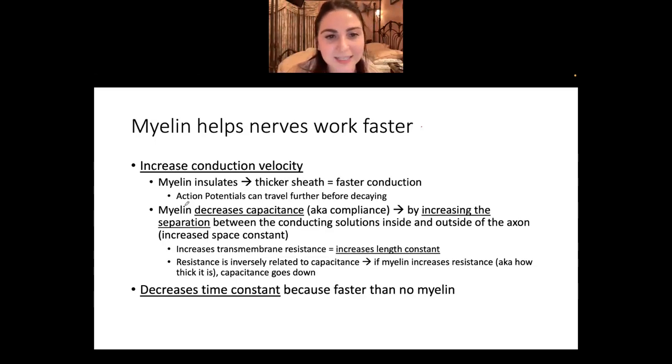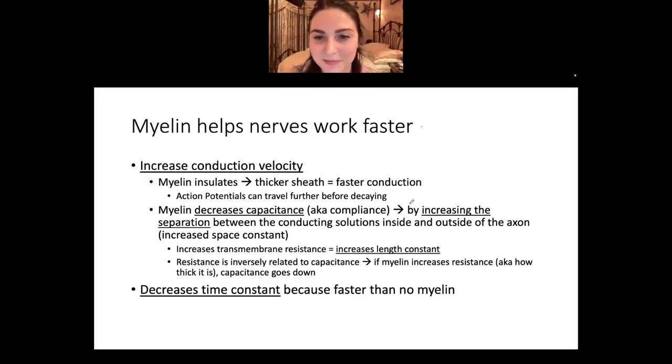But the other thing that it does is it decreases capacitance. Capacitance is compliance. We did pulm, we did cardio. So it's going to decrease compliance. If you think about it, it should make it easier for nerves to conduct their impulses. And another way that they can say this, which is really odd, is increasing the separation between conducting solutions inside and outside of the axon.